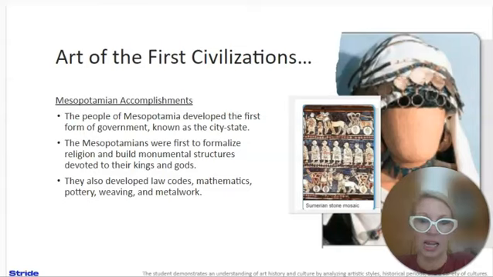You may have learned that in one of your history classes. The Mesopotamians were first to formalize religion and build monumental structures devoted to their kings and gods. They also developed law codes, mathematics, pottery, weaving, and metalwork. So the Mesopotamians were definitely some busy people.